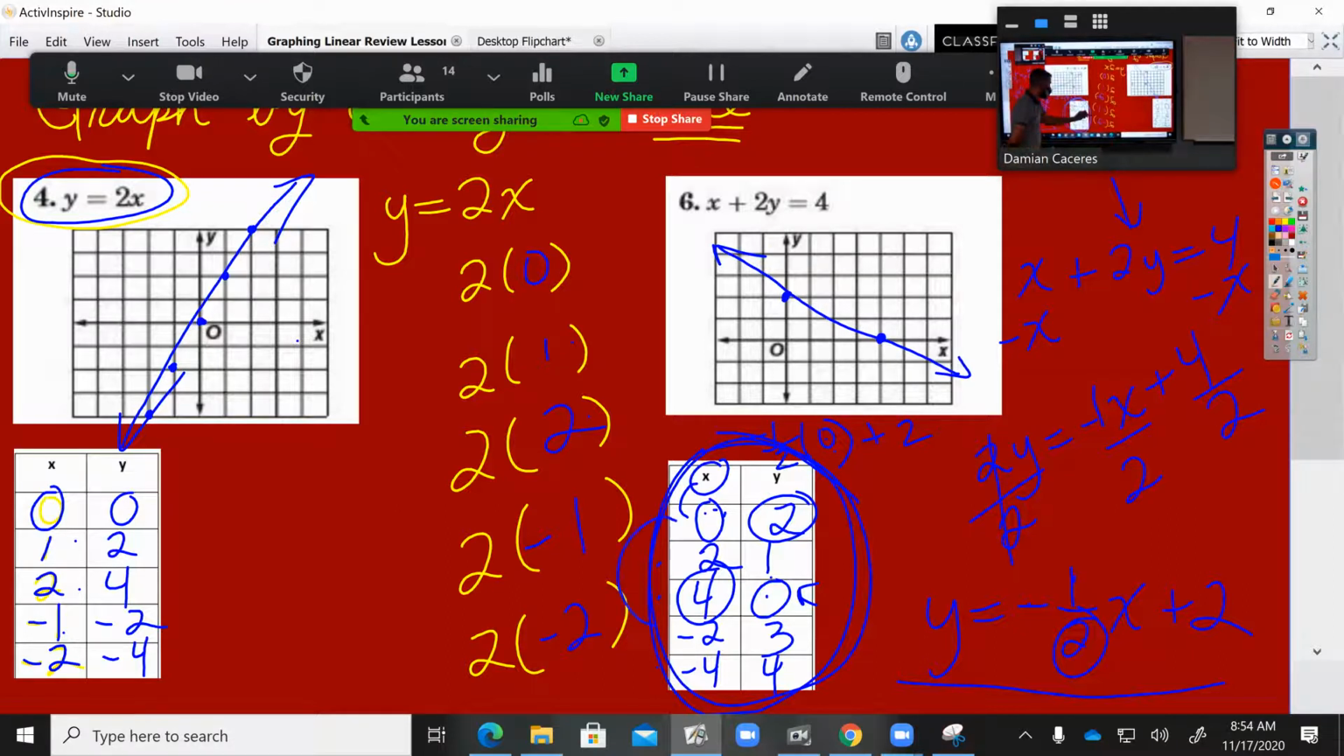Always remember this because this is what you need at the end of the year when you take the EOC, when you take an SAT to get to college. You have to be able to read tables, graphs, and linear equations. It's a must.